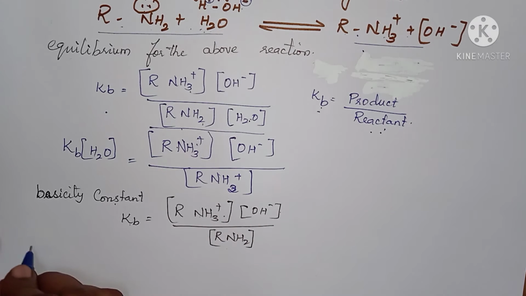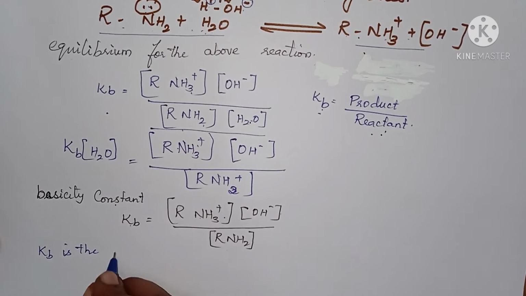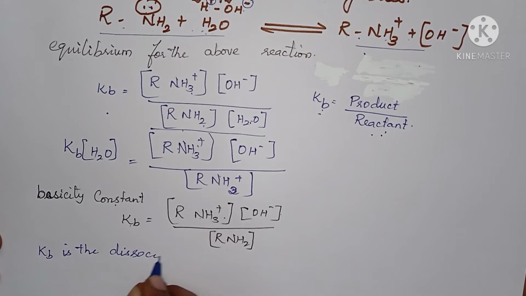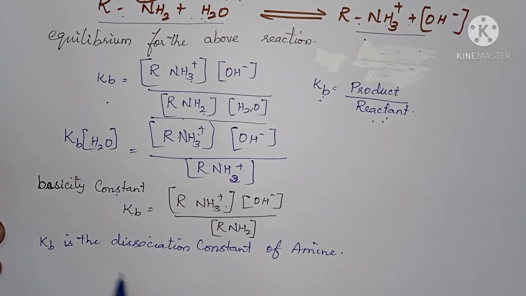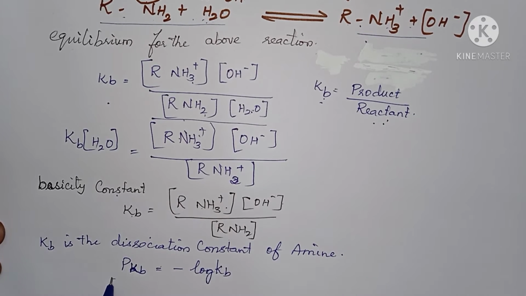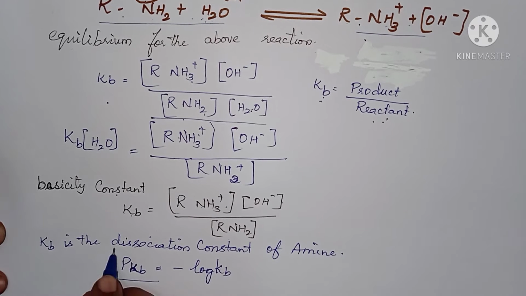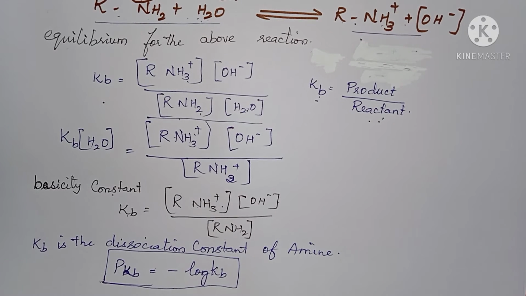So the basicity constant Kb equals RNH3 plus concentration times OH minus concentration divided by RNH2. Now what is Kb? Kb is the dissociation constant of amines. What is pKb? pKb is always the negative logarithm of Kb. Remember this point: pKb equals minus log Kb.